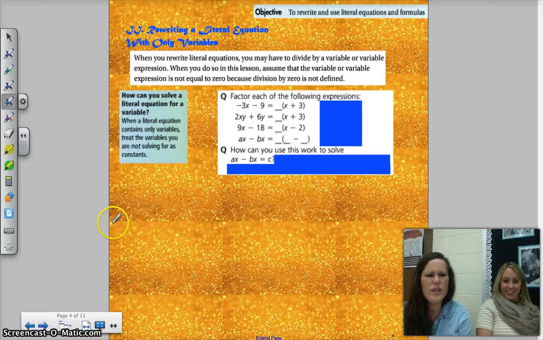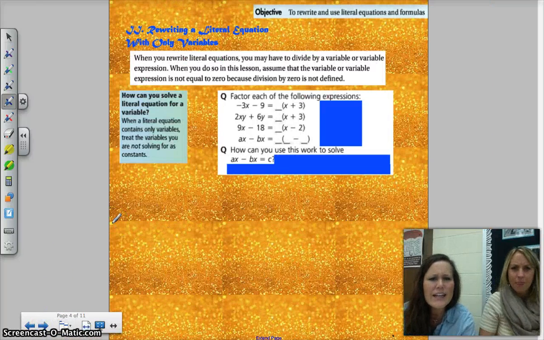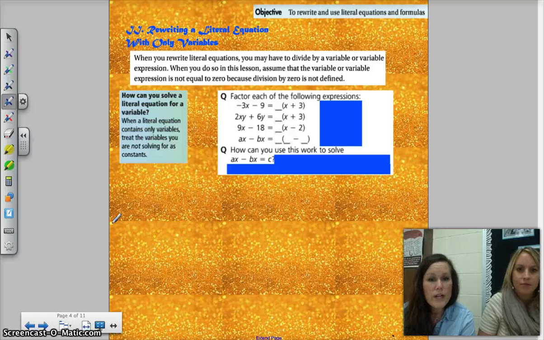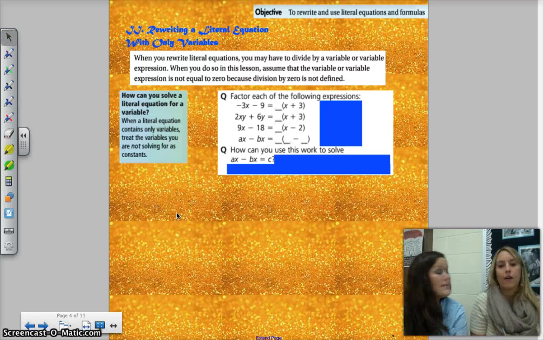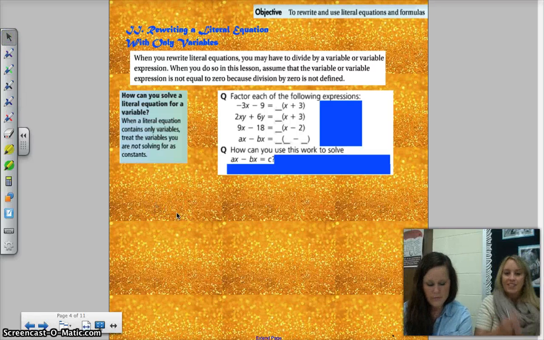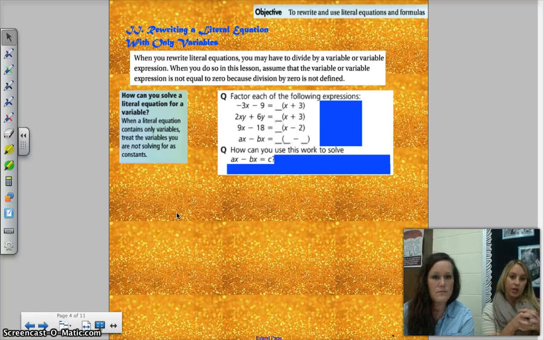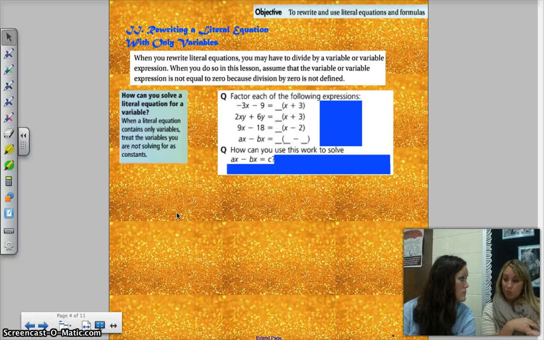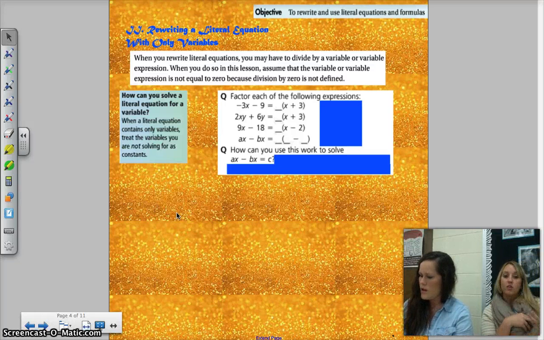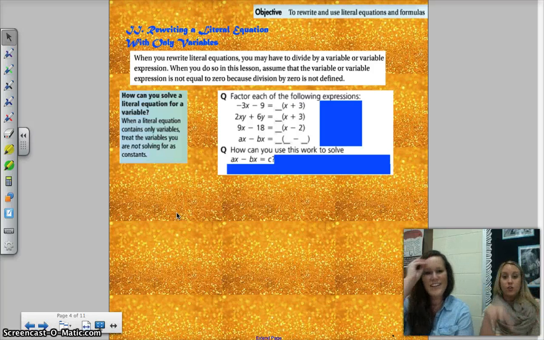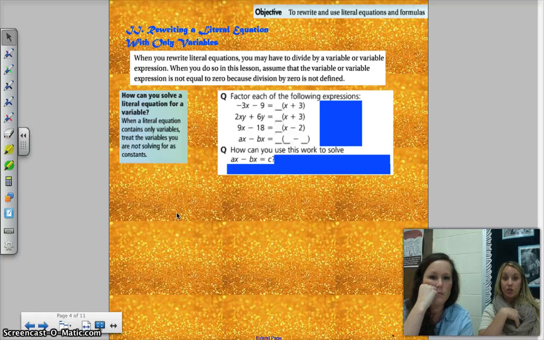Here we go. When you rewrite literal equations, you may have to divide by a variable or a variable expression. What this is, guys, is the nitty-gritty of what we're getting ready to do. This is in your book on page 110. You can look at this and read it if you would like. Otherwise, we're just going to tell you what's going on here.